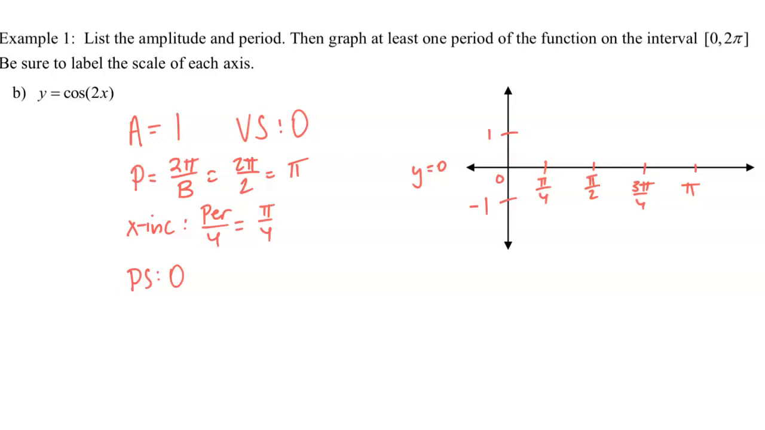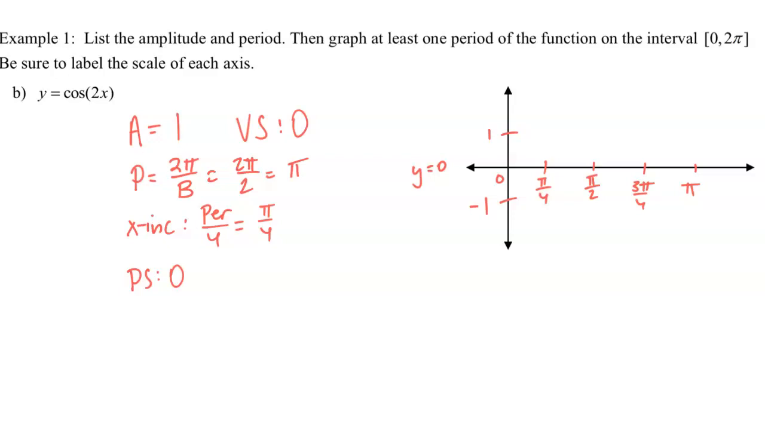Now, some of you might be noticing that that last x value has been the period on each of the first two examples. That is not always going to be the case, especially when we have a phase shift that is not equal to 0. So please don't get into the habit of thinking that the last x value is always equal to the period. That is a coincidence right now because we are not talking about phase shift just yet.